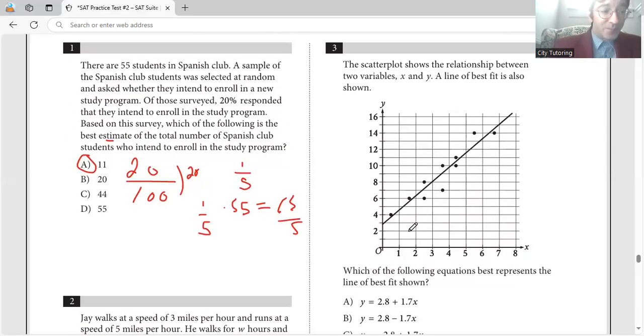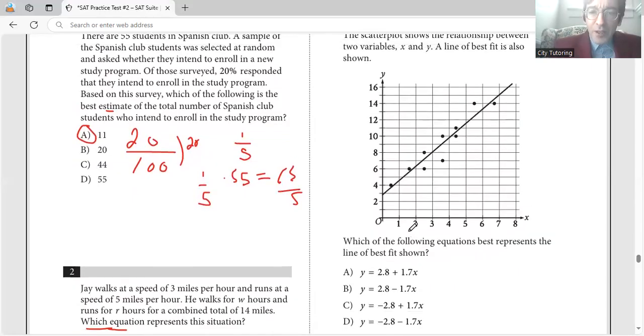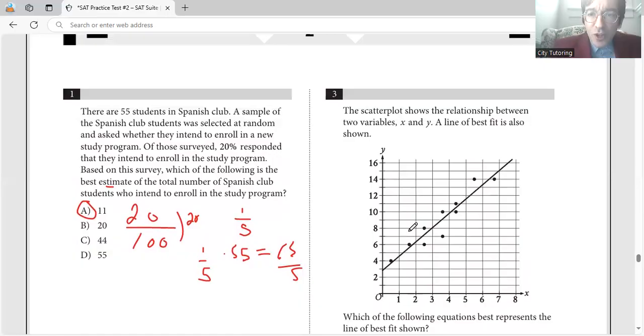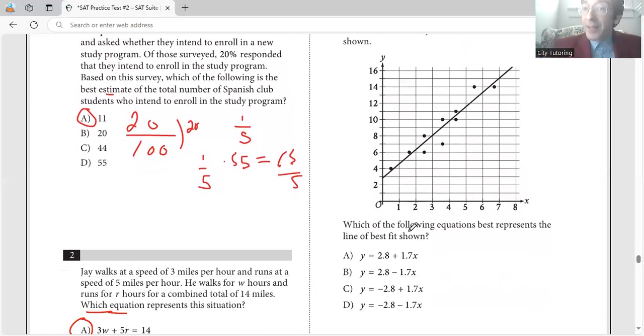All right, number 3. Which of the following equations best represents the line of best fit shown? They're asking more and more about statistics. I've noticed that, which is kind of annoying to me as a mathematician. I know how to do statistics, but I'm a pure mathematician, and I have no interest in this kind of thing. But I know why they're asking it.